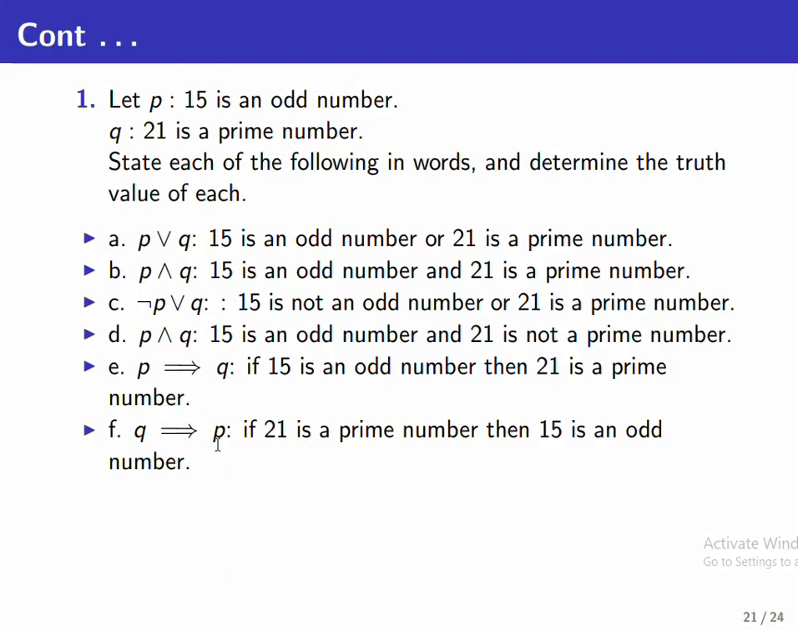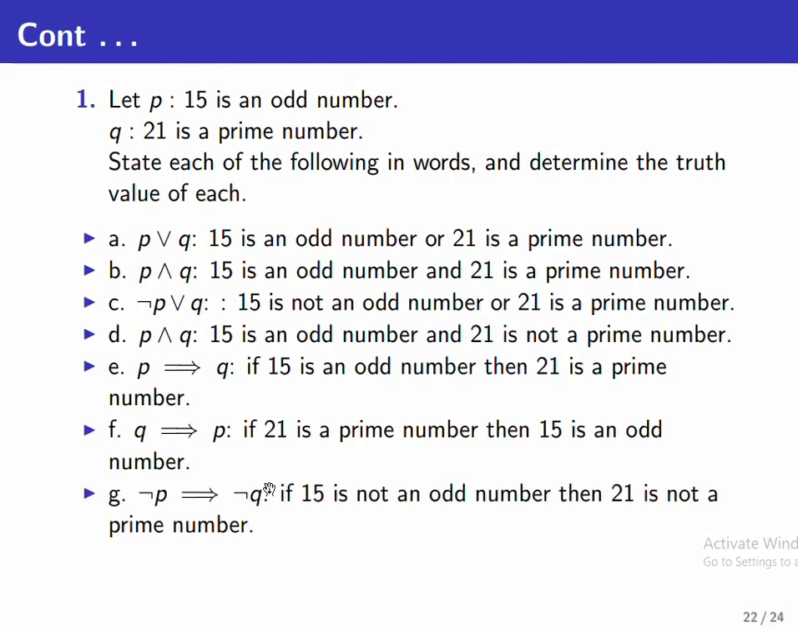F. Q implies P is written as: if 21 is a prime number, then 15 is an odd number. But from the above, Q, that means 21 is a prime number, which is false, and 15 is an odd number, which is true. Therefore, we have here false implies true. False implies true is what? Using the implication rule, false implies true is true. So Q implies P is true.